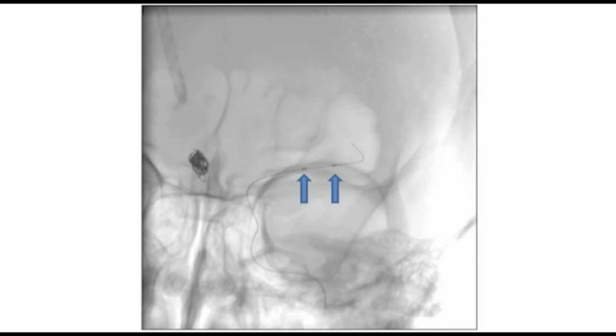This is an unsubtracted view showing our compliant balloon in the left middle cerebral artery. The 2 blue arrows indicate the proximal and distal radiopaque markers of the balloon itself. Also note the coil mass of a previously treated aneurysm.